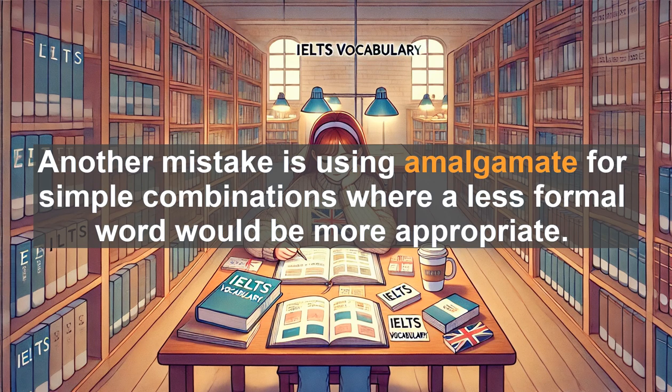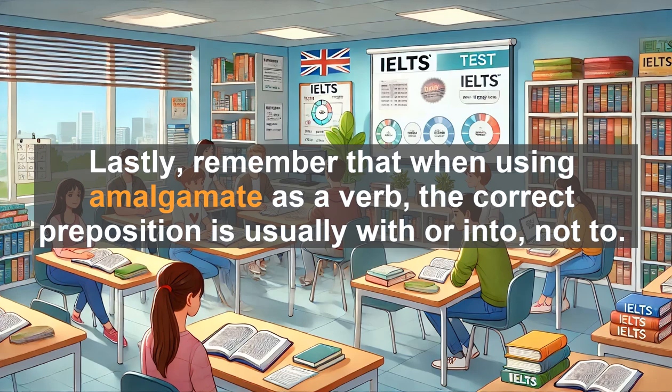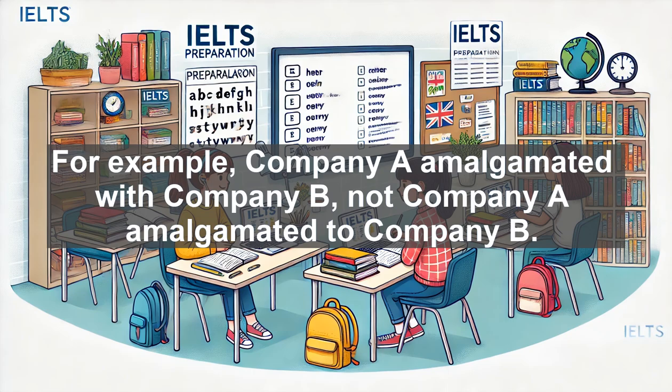Another mistake is using amalgamate for simple combinations where a less formal word would be more appropriate. For instance, you wouldn't typically say you're amalgamating ingredients when baking a cake. You'd simply mix or combine them. Lastly, remember that when using amalgamate as a verb, the correct preposition is usually with or into, not to. For example, company A amalgamated with company B, not company A amalgamated to company B.